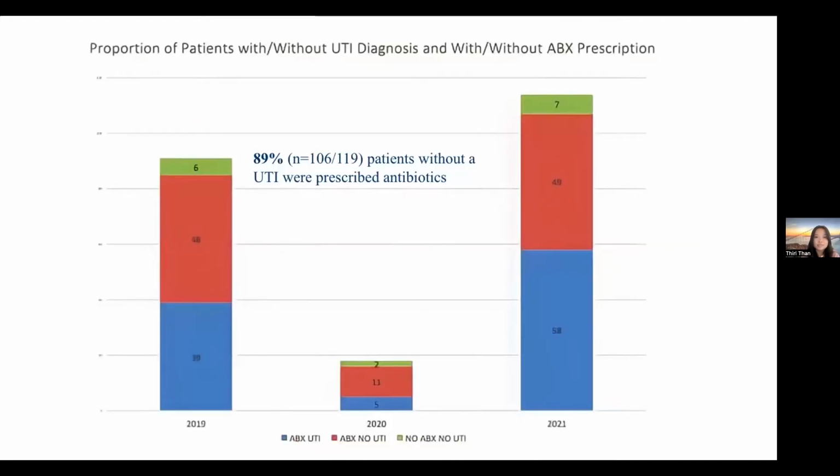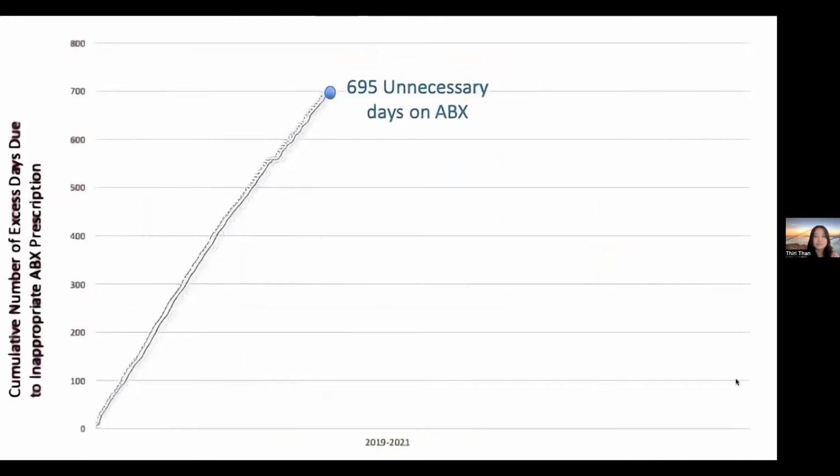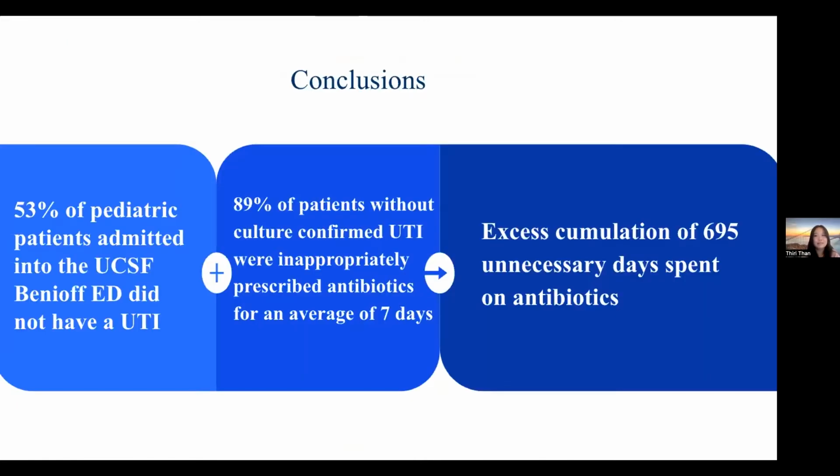So getting into our results, we found that 89% of our patients without a UTI were prescribed antibiotics in the emergency department, which is shown in the red right here over the span of 3 years. And that 89% resulted in 695 unnecessary days on antibiotics, which is almost 2 years. And this should be a wake-up call for UCSF Benioff to establish a more involved antibiotic resistance program. But a start of that is just identifying the problem that we have.